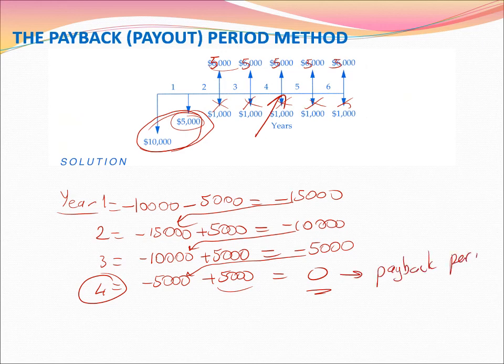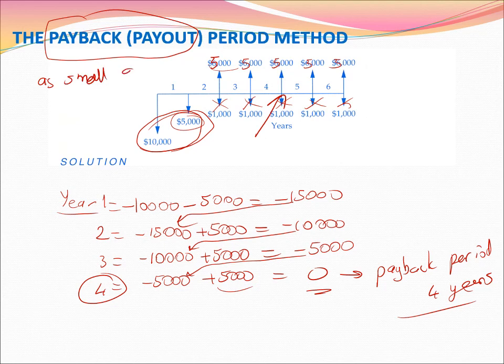Payback period. What is it? It is 4 years. In 4 years, we are starting to earn money. And what is the decision? How can we decide whether to accept a project or reject? Of course, we want the payback period to be as small as possible.